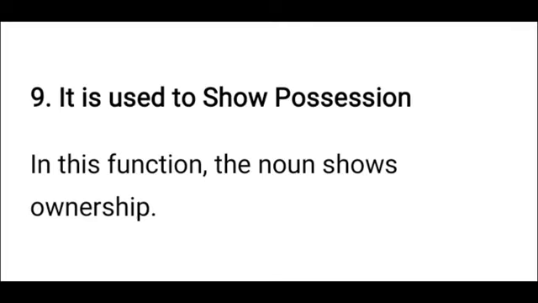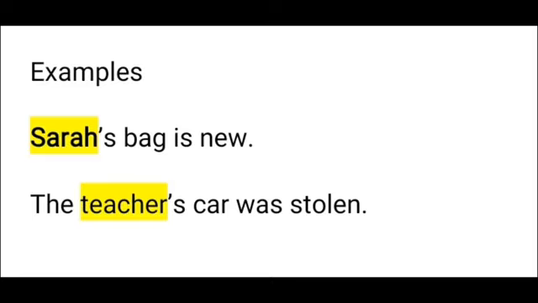Function number 9. It is used to show possession. In this case, we can say that it is a possessive noun. And since it is used to show possession, it is going to have an apostrophe followed by an S to show that the noun that is going to come after it belongs to it. For instance, Sarah's bag is new. Here, Sarah is the noun that is followed by an apostrophe and an S, showing that Sarah owns the bag.